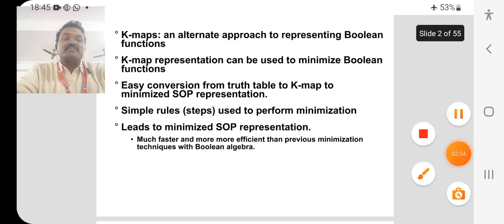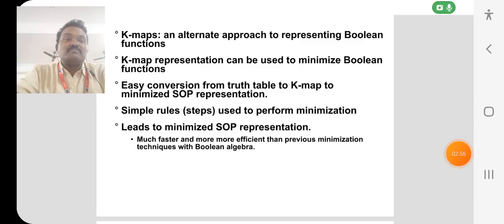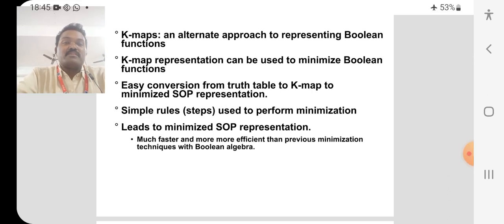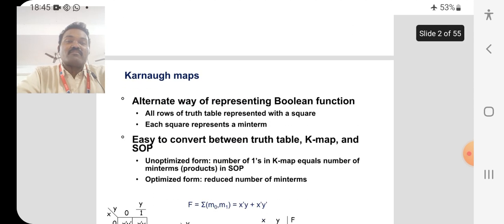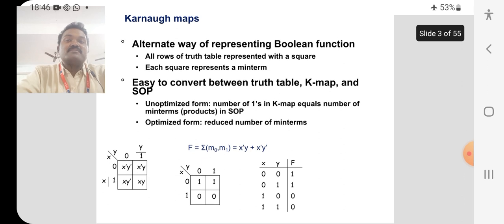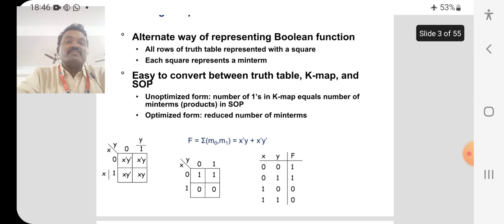This leads to minimized SOP representation. In SOP representation, it is much faster and more efficient than previous minimization techniques with Boolean algebra. In K-map, all rows of the truth table are represented with a square. Each square represents a min term. Then next, it is easy to convert between truth table, K-map and SOP.